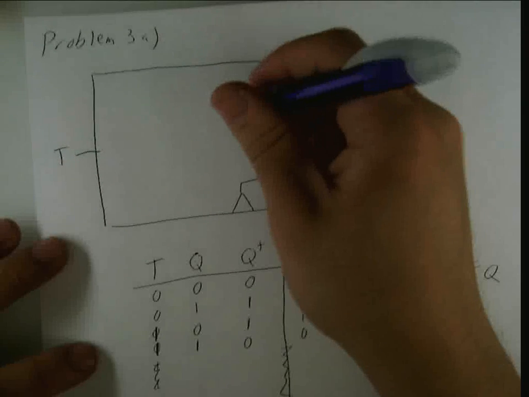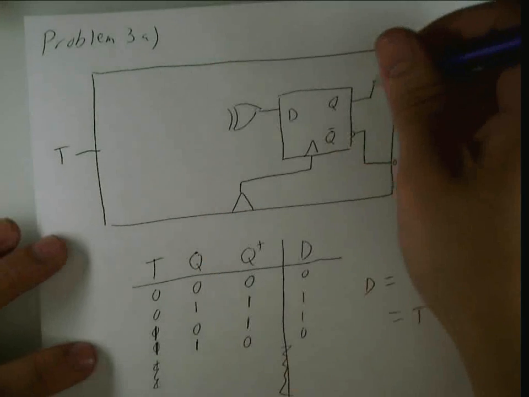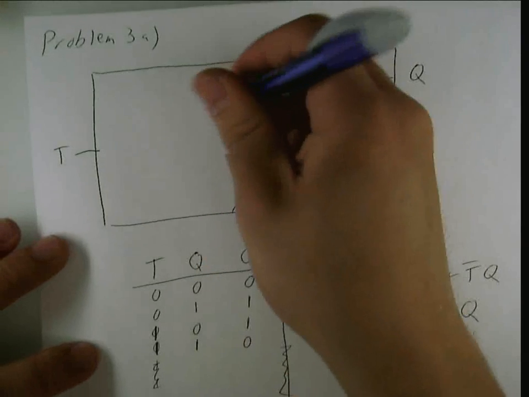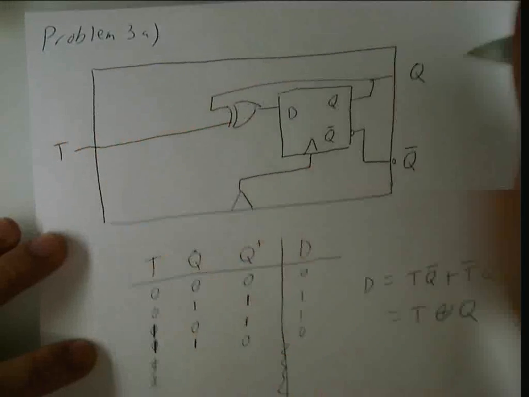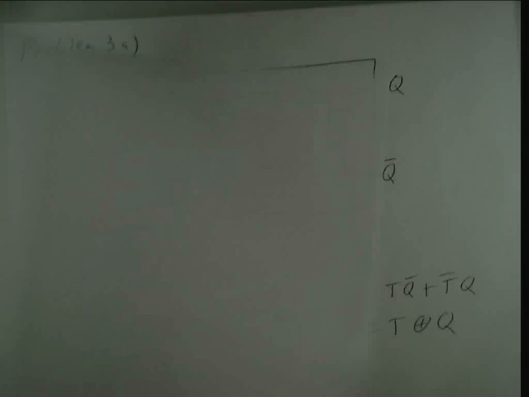So I put my XOR gate here, and Q, put my T into here. And that completes my circuit. And now for a slightly harder one, I will do part C, which is not one I've done in a lecture.